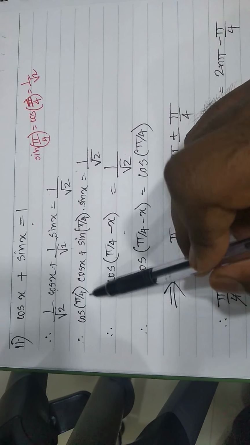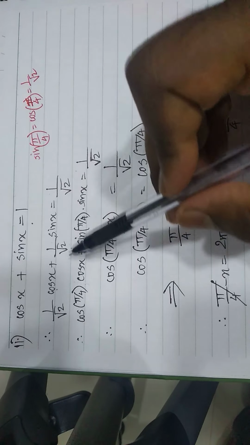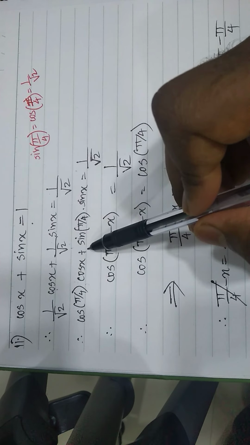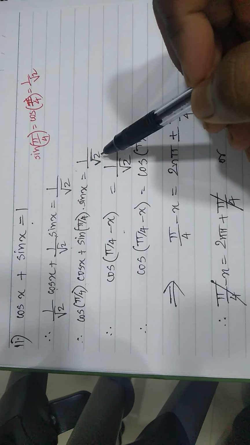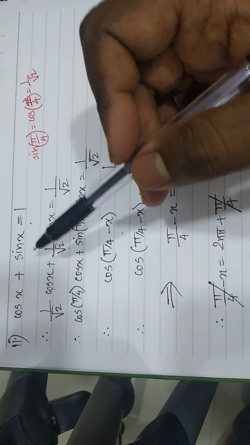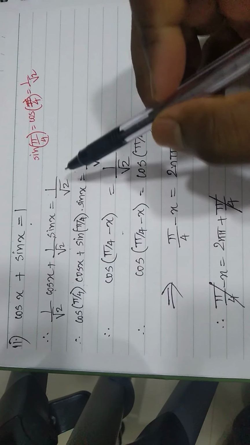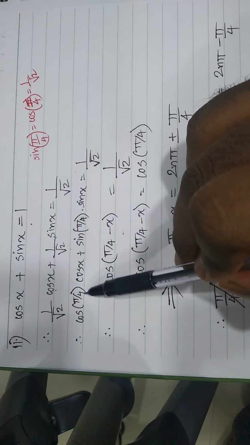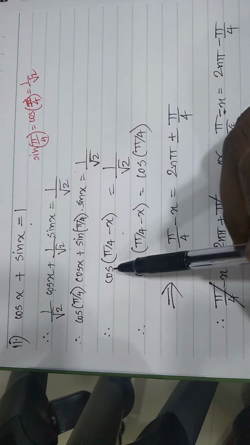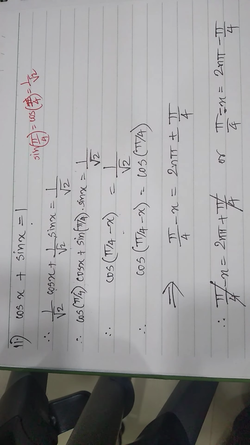So 1 upon root 2 can be written as cos pi by 4. 1 upon root 2 can be written as sin pi by 4. So you'll have cos pi by 4 cos x plus sin pi by 4 sin x equal to 1 upon root 2. Now of course you would ask, can I write this as sin pi by 4? Yes, you can. Okay, you can. You will get a different compound angle. That's the only difference. This is of the form cos A cos B plus sin A sin B, which is cos A minus B. Okay, and the problem goes on from there.